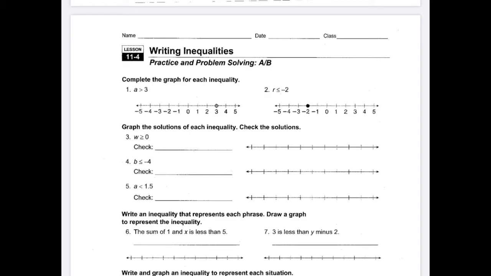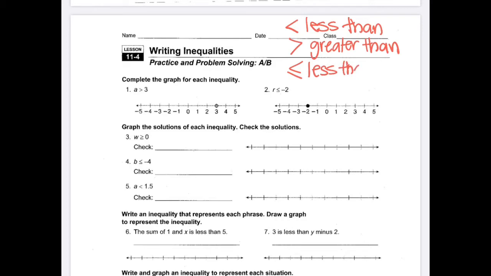So I'm just going to go ahead and make a note up at the top here. Reviewing our symbols, we've got the less than sign. We have greater than. And then we've got less than or equal to. And then we've got greater than or equal to. There we go. I could barely fit it on the page.